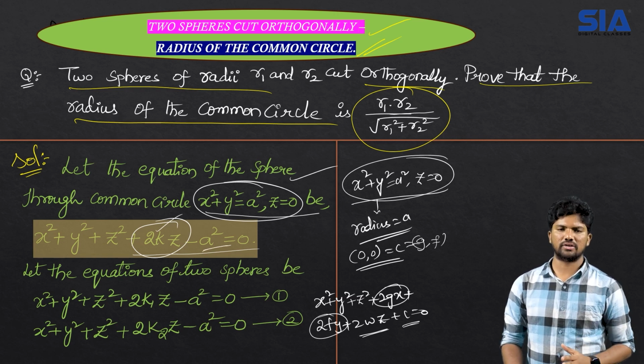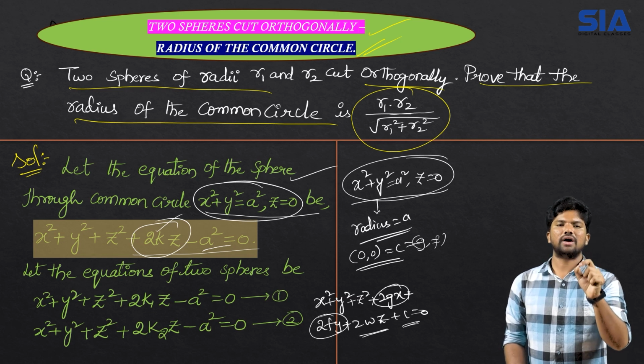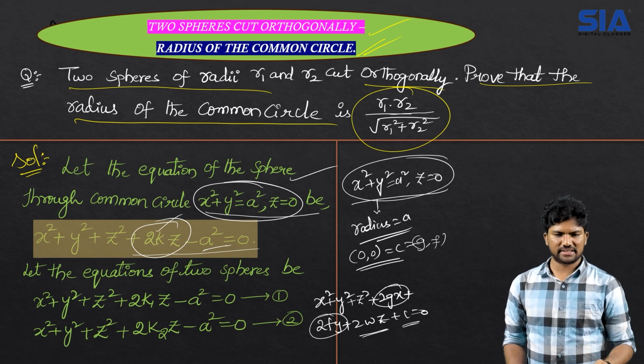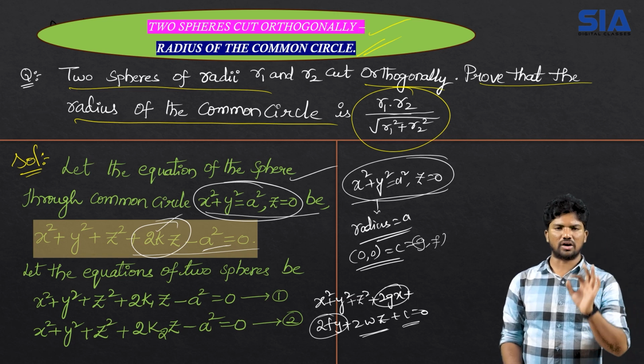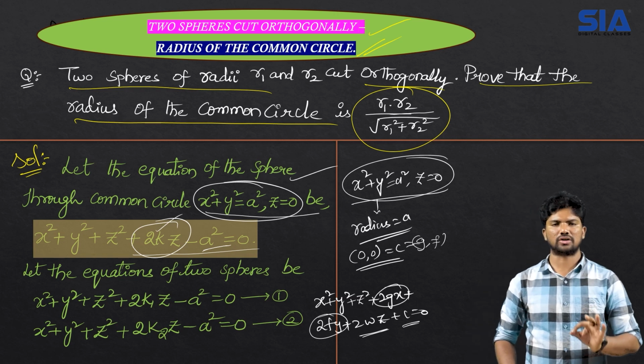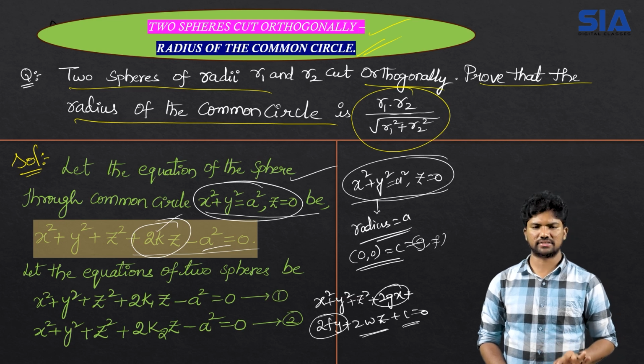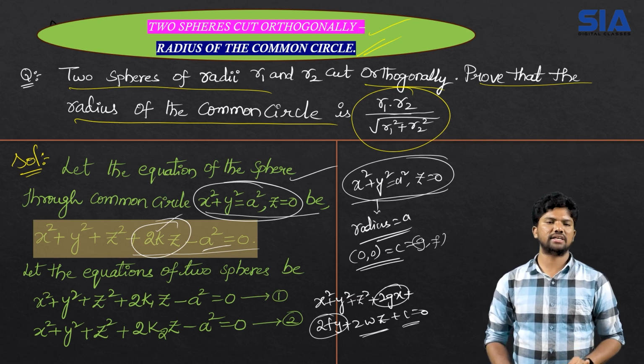Whatever you have in the common circle equation, just remember whenever you have a common circle, the sphere equation always exists in this format only. Why? Because that common circle has the center 0 comma 0. That's why there won't be xy terms in the sphere equation. This is the total explanation of that equation.